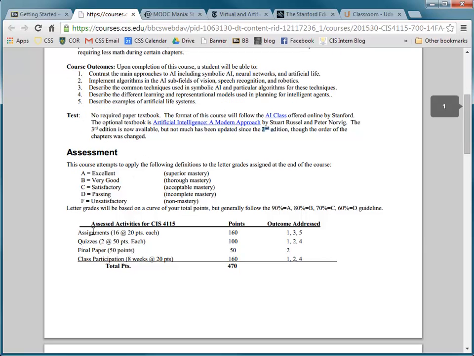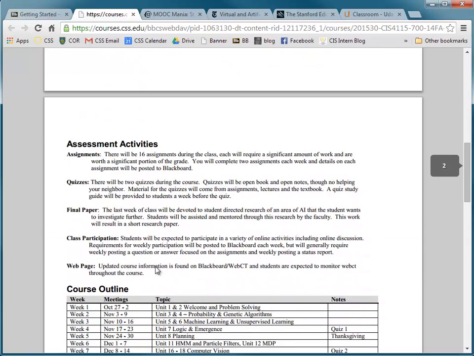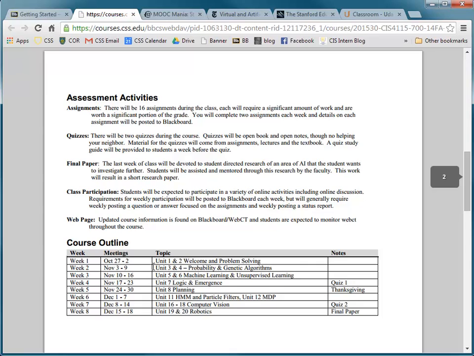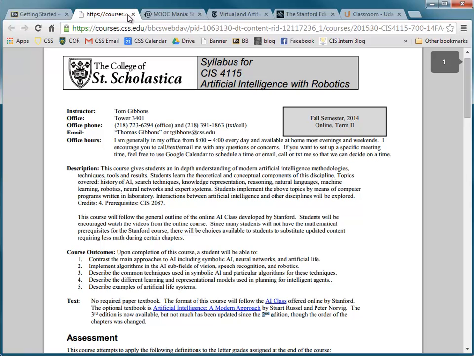Here's the grading, and I'll walk you through some of this, but the details on how you'll be graded and an overview of the schedule is listed here. One thing to note is that this is an accelerated 8-week course, and so we'll be doing 2 units every week. So you'll be doing 2 assignments every week. You'll be busy and learning a lot in this course.